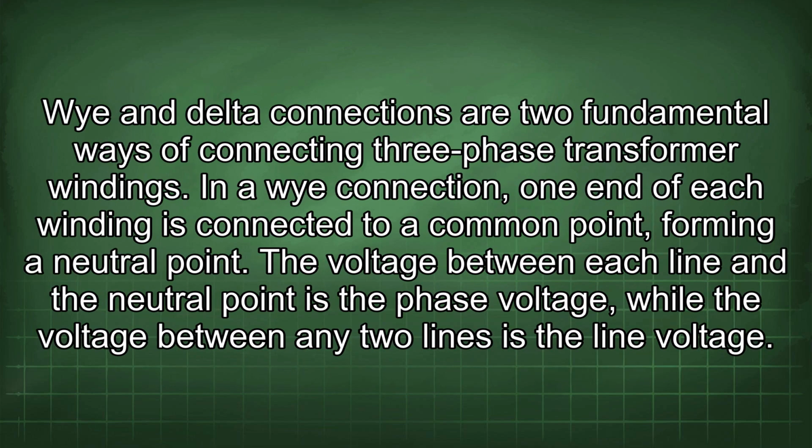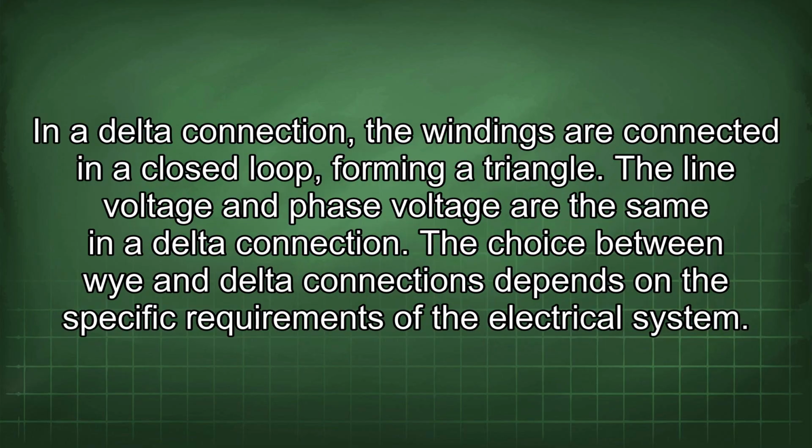Y and delta connections are two fundamental ways of connecting three-phase transformer windings. In a Y connection, one end of each winding is connected to a common point, forming a neutral point. The voltage between each line and the neutral point is the phase voltage, while the voltage between any two lines is the line voltage. In a delta connection, the windings are connected in a closed loop, forming a triangle. The line voltage and phase voltage are the same in a delta connection.